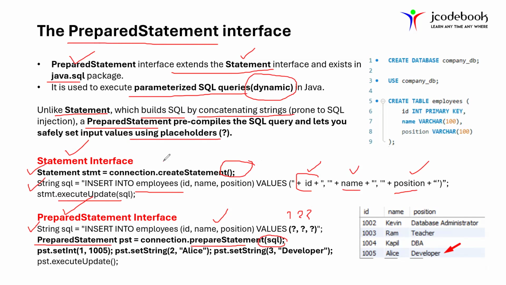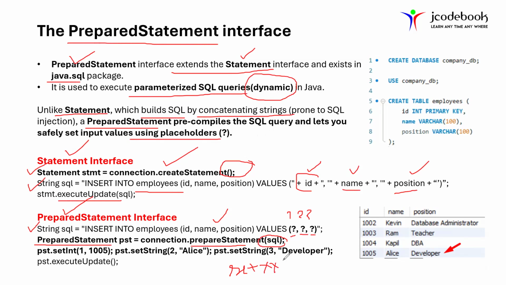The statement interface is used to execute your static queries, and the prepared statement is used to execute your dynamic queries, where the query parameters can be set dynamically after compilation of the query. It means the prepared statement interface pre-compiles the SQL query, and later you can set input values using the placeholders. So how to set them? For example, you have entered question marks three times, so you can use a setXxx method, where Xxx means a data type.